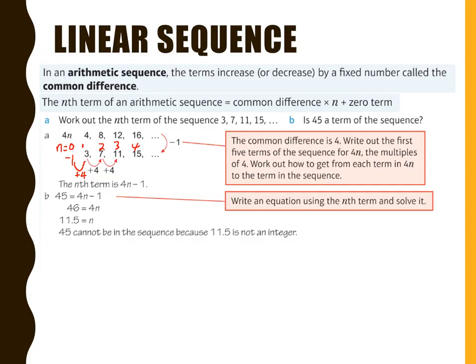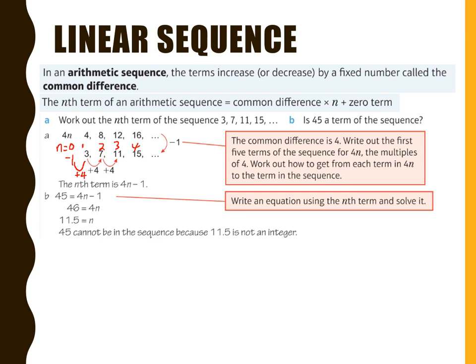Okay, and then it says, is 45 a term of the sequence? So we're trying to check now. This is called mathematical proof. You're trying to see, using the formula, if 45 is a term in the sequence. So you do 45 equals 4n minus 1. Again, this is a linear sequence, but we're trying to solve an equation here. So plus 1, you get 46 equals 4n. Divide by 4, you get n equals 11.5.